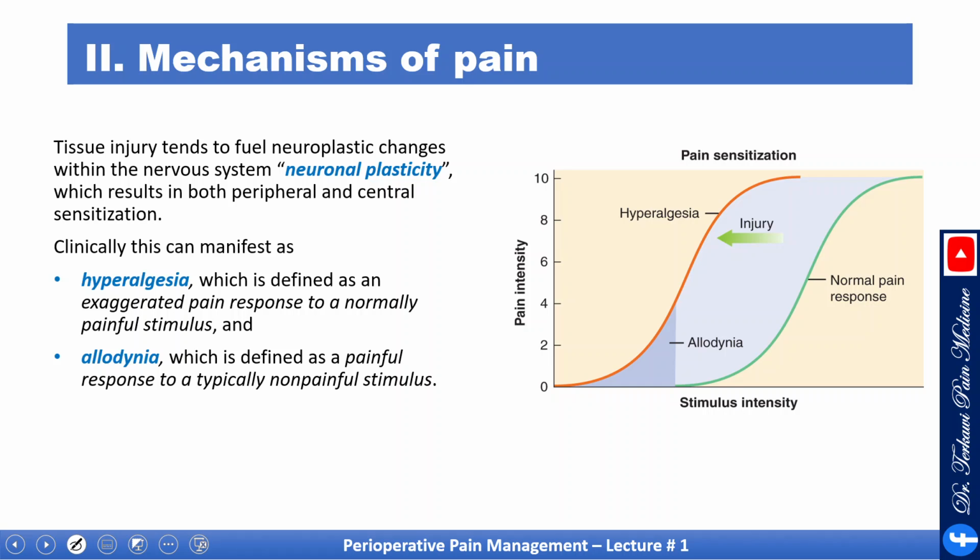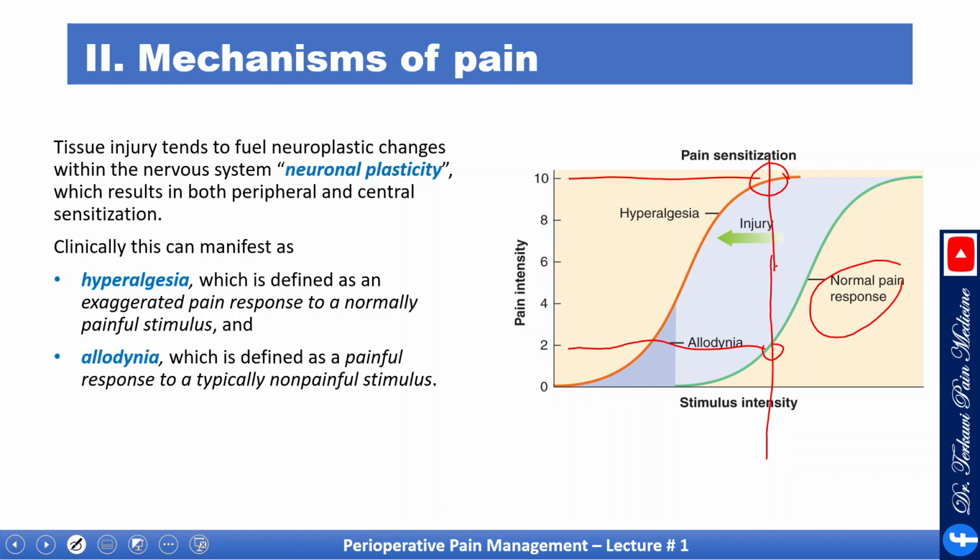So, for example, let's say you have a pain stimulus at this level. In normal people, this should give you a pain score of about 2, correct? However, when you have hyperalgesia, that would be equivalent to 10. This is hyperalgesia. Allodynia is defined as a painful response to a typically non-painful stimulus.